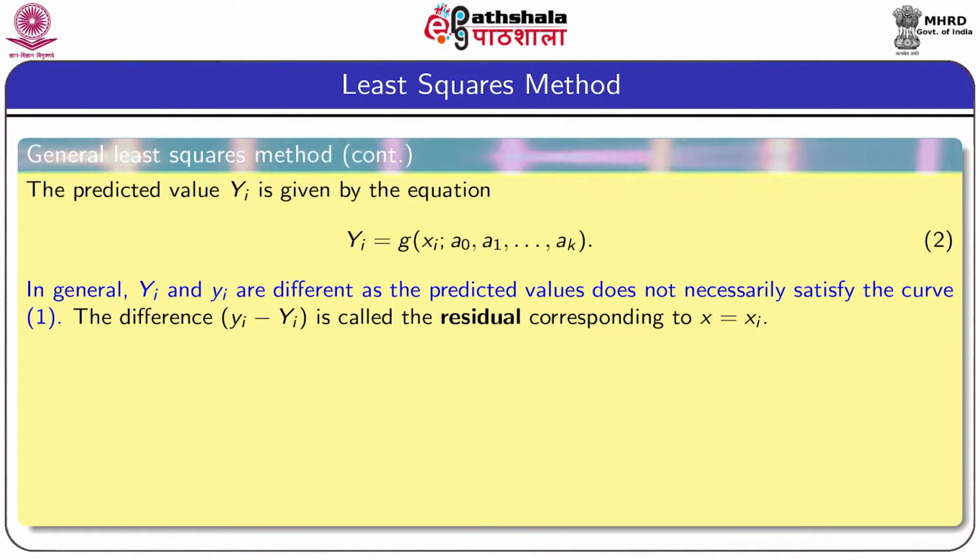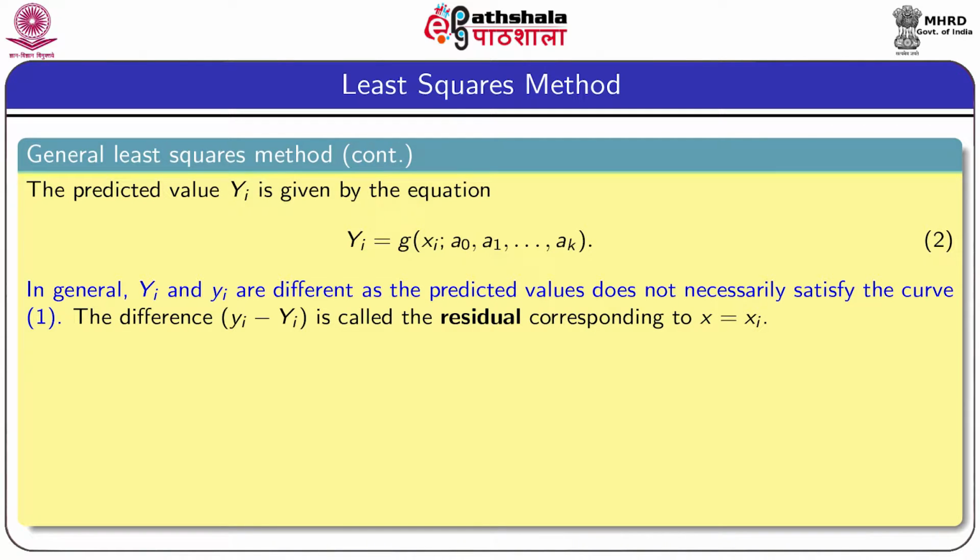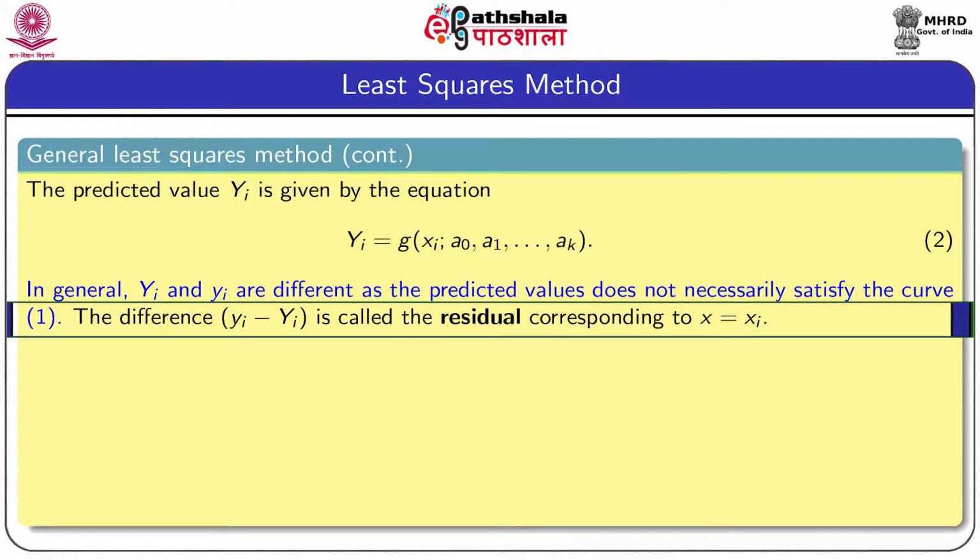The predicted value of yi is given by the equation capital Yi equal to g of xi and the parameters a0, a1 up to ak. In general, capital Yi, that means the predicted value, and small yi are different, as the predicted values do not necessarily satisfy the curve 1, that means the predicted value does not lie on the curve. The difference, small yi minus capital Yi, is called the residual corresponding to the point x equal to xi.